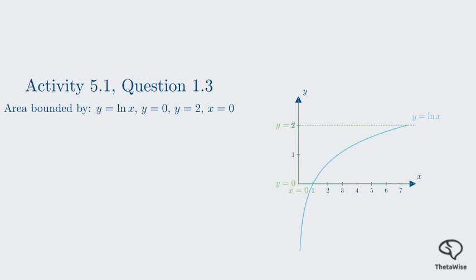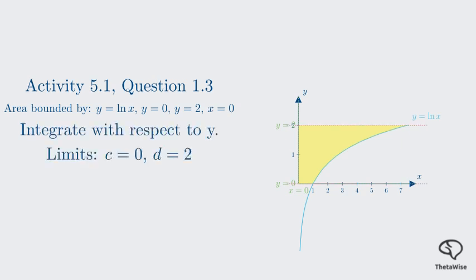Notice that the curve y equals ln of x is on the left side of this region. The area is enclosed by y equals ln of x, the y-axis, the x-axis, and the line y equals 2. Because the region is bounded by a curve on the left and a vertical line on the right, it will be easier to integrate with respect to y. Our limits for y are given in the problem as 0 and 2. So we will be integrating from y equals 0 to y equals 2.